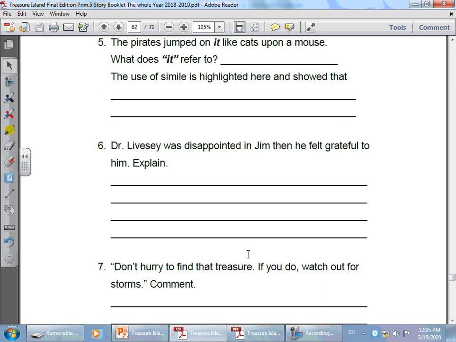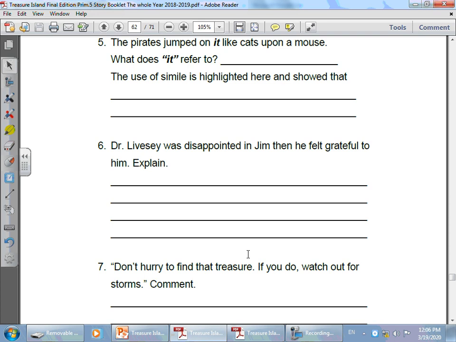Number 5. The pirates jumped on it like cats upon a mouse. What does it refer to? What did they jump on? Yes, of course, they jumped on the map. So it referred to the map. Okay. The use of simile. Do you remember? I explained that simile comes from the word similar, when I say that something is similar to something. So they were like cats upon a mouse. It shows that there were too many pirates on one map, and they are aggressive and stupid and foolish at the same time.